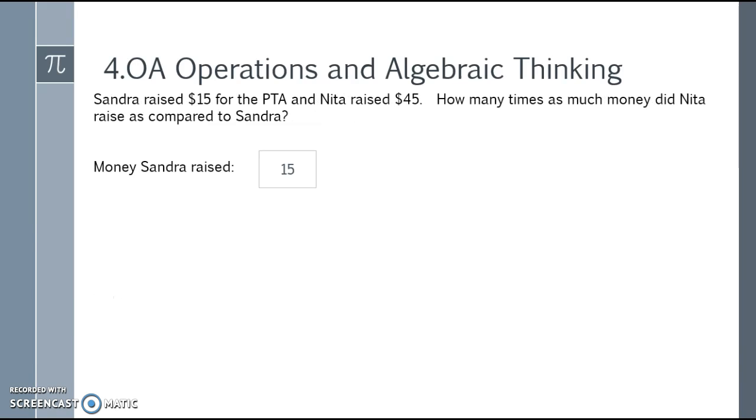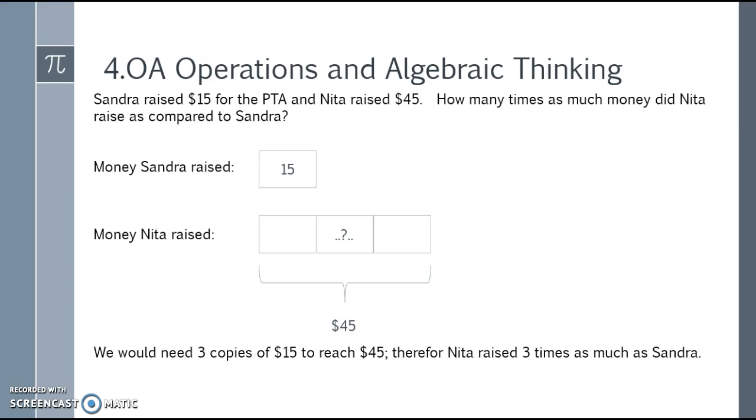Sandra raised $15 for the PTA, and Nita raised $45. How many times as much money did Nita raise as compared to Sandra? So the money that Sandra raised was $15. We know that Nita raised $45 altogether. But how many of those 15 will fit into the total of 45? Well, we would need 3 copies of 15 to reach $45. Therefore, Nita raised 3 times as much money as Sandra.